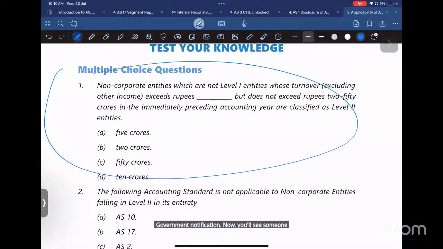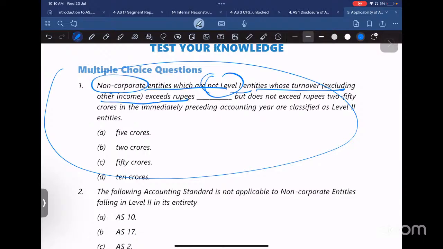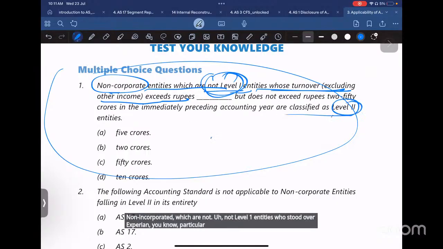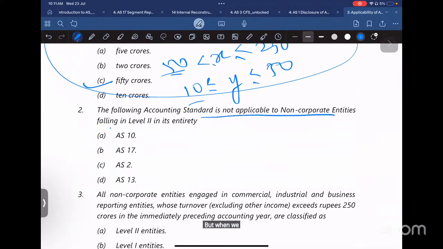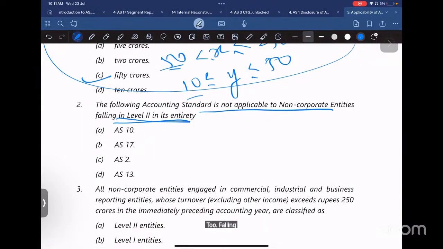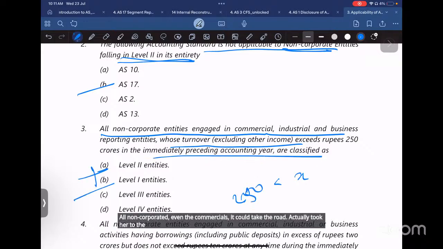Now, we will see some MCQs. Non-corporate entities which are not level one entities, whose turnover is below a limit, are classified as level two. For level two, X should be 50 to 250 and Y should be 50 to 10. So X is rupees 50 crore, but not exceeding it. This is not applicable to non-corporate entities falling in level two entirely. All non-corporate entities, including commercial entities, whose turnover exceeds 250 crore are classified as level one entities.